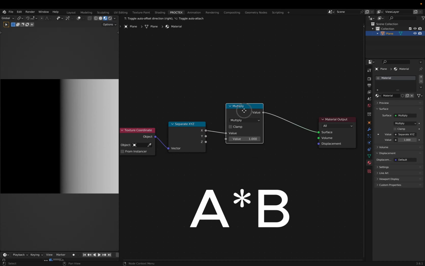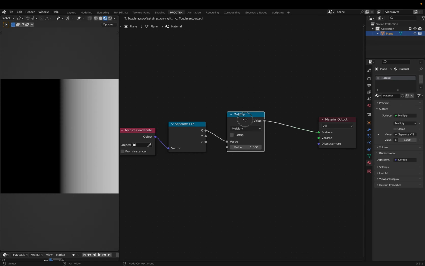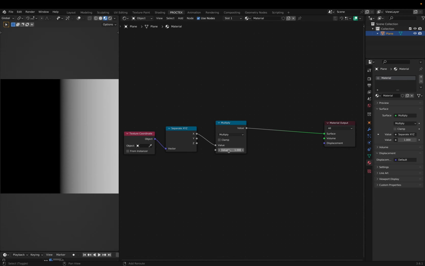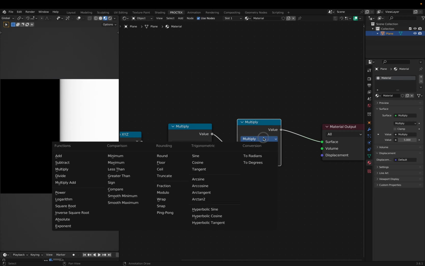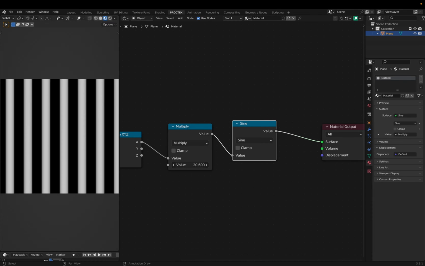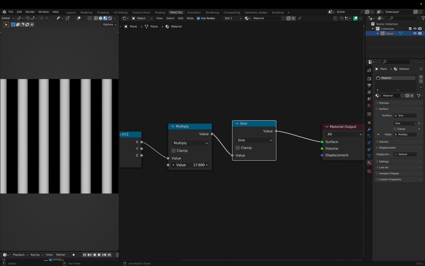If you're new to shading, multiply basically lets you change the opacity of things. And we can always go past 1. If I multiply by 5 and use a sine operation, we can make sine waves. This multiply input now acts as a scaling slider.